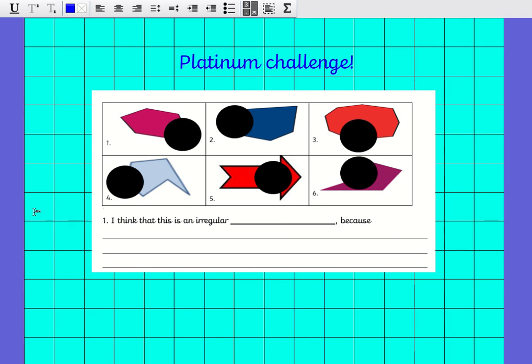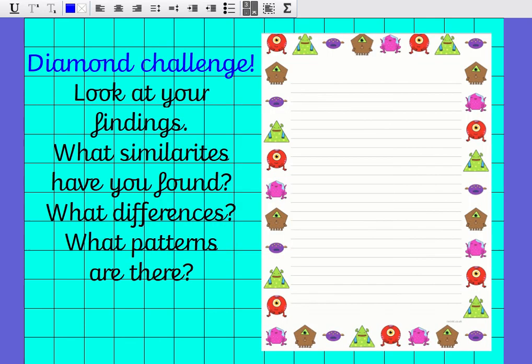Platinum is a little bit trickier. You will see that there are 6 irregular shapes there, but unfortunately part of each of the shapes has been covered over. What I would like you to do now is use your knowledge so far of 2D shapes, be them regular or irregular, and have a prediction. I'd like you to have a sensible guess. What 2D shapes do you think are hiding underneath the black spots? And can you explain for me why you think they are what they are? When you complete that, well done.